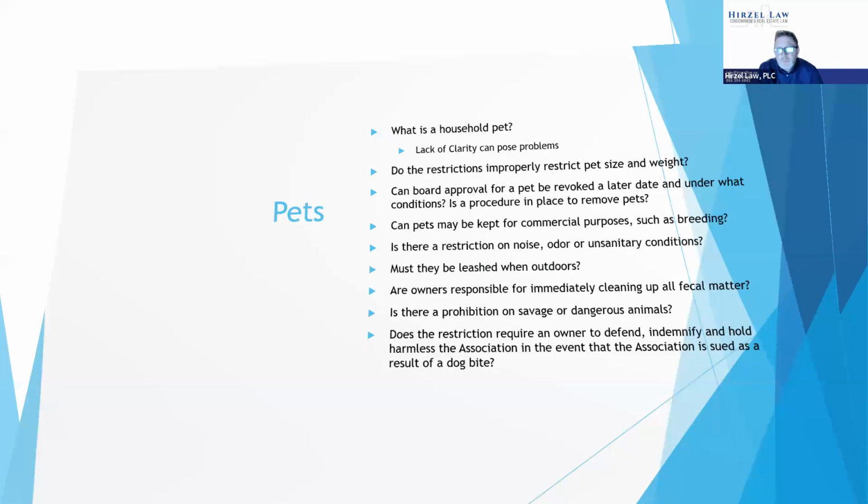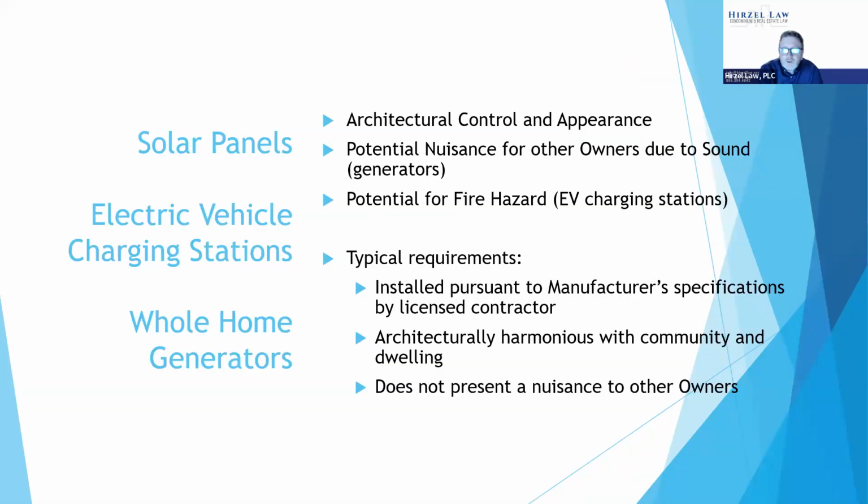So these are three topics that I'm tending to see more and more in different communities because they're becoming easier. Electric vehicles are becoming more common. Solar panels are becoming more readily available and more efficient. And more people, partially because of the power outages that have occurred, are getting whole home generators, which are also becoming more common. But each of these at least has some potential role with respect to the community and a role of the board in deciding whether or not they should be allowed.